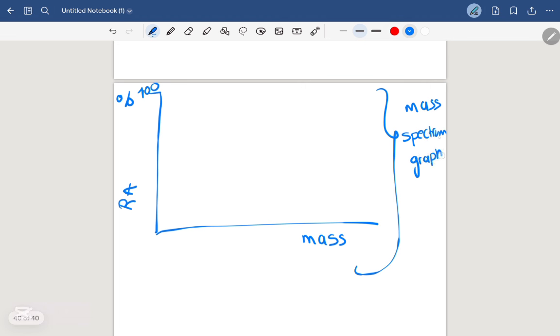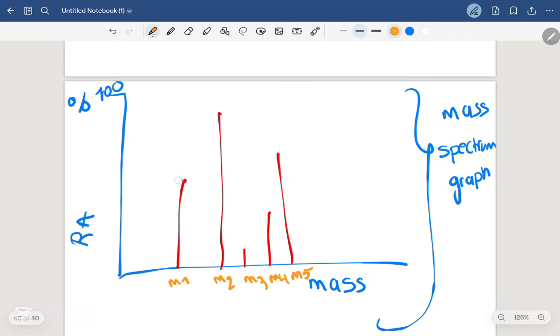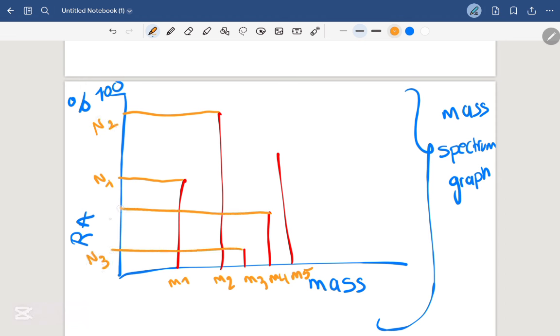Okay, now what happens exactly? They will give us values. For example, a value here, a value here, a value here, a value here. Or let's make this one smaller. A value here, and a value here. So they could give us graphs like this, right? And they will give you masses. Let's say you have mass 1, mass 2, mass 3, mass 4, and mass 5. And for each of the masses, you have a relative abundance. So we're going to call this N1, N2, N3, N4, and then last but not least, N5.